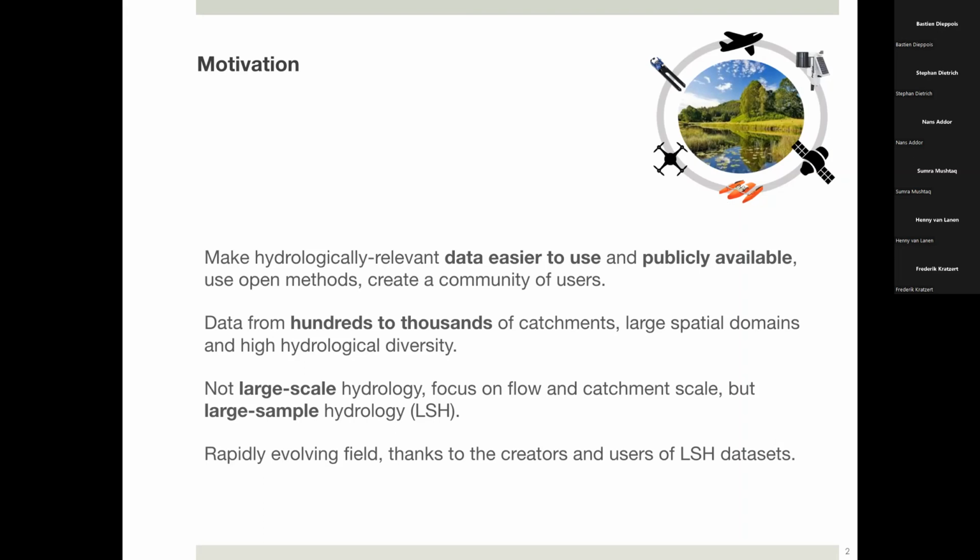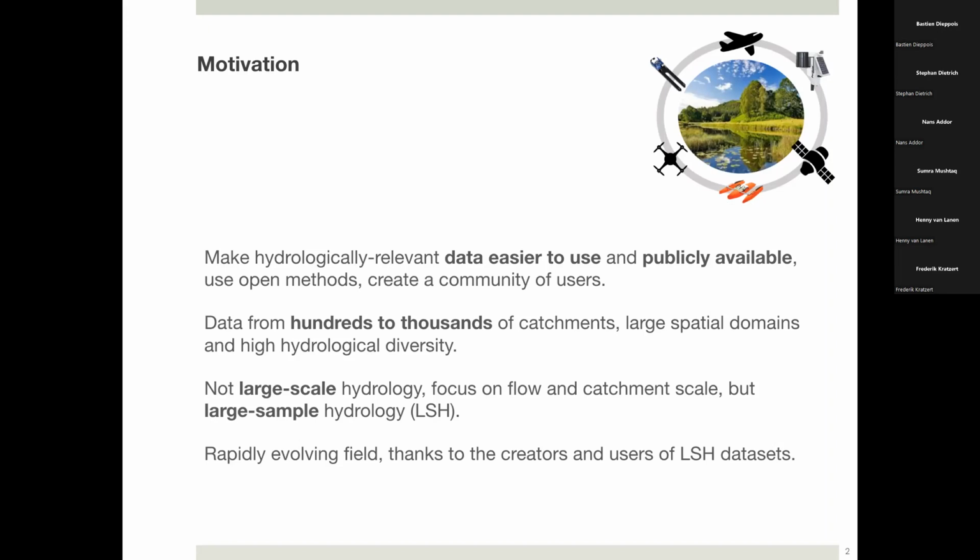Our focus is typically on flow, while in large-scale hydrology, often we look at flow, but also at other fluxes, for instance, evaporation. And our focus is really very much at the catchment scale, while large-scale hydrology would work with catchment scale, but all the way to continental scale and working with domains that are continuous. Whereas for large sample hydrology, by working at the catchment scale, it means that the domain is discontinuous. So this is why we refer to this field as large sample hydrology. And this typically reflects the fact that we're working with a large number of catchments.